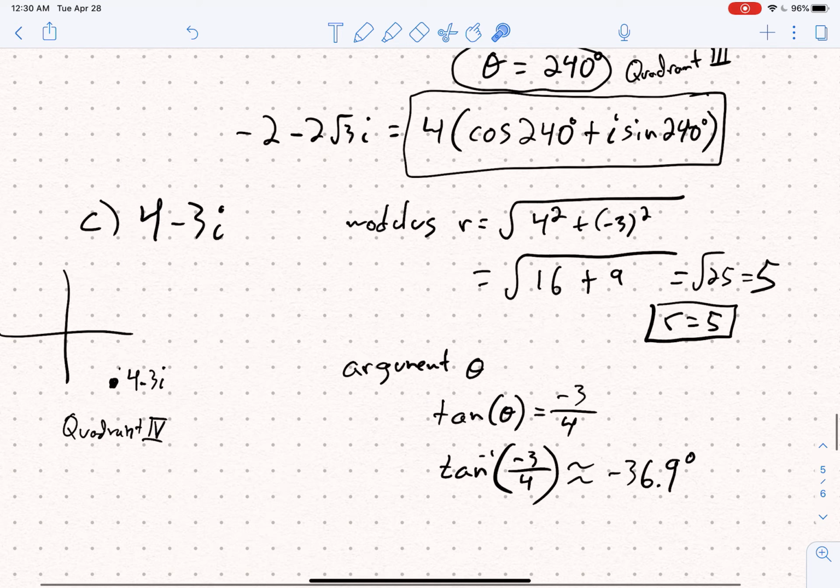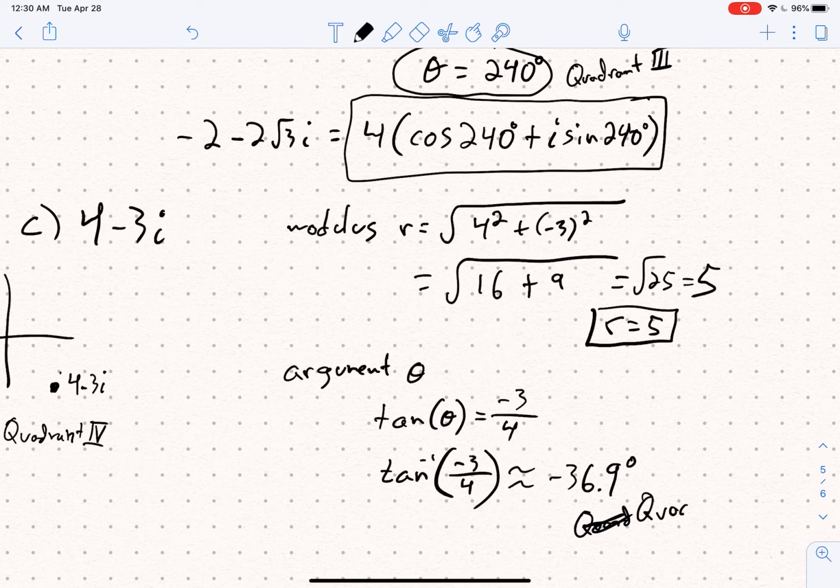Now, reality check. Where is this angle -36.9 degrees? If we look on the unit circle, this is 0. Negative angles go this way. This is -90 down here. And so -36 is somewhere between 0 and -90. It's down here in the 4th quadrant. And that says to me that we are pointing in the correct place. This angle is in quadrant 4. And that means that our theta is, in fact, this angle, -36.9. We don't need to do any adjustment.